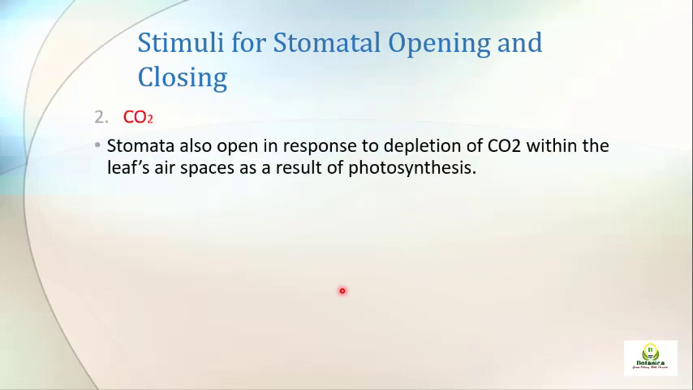The second factor is CO2. Stomata also open in response to the depletion of CO2 within the leaf's air spaces as a result of photosynthesis. When photosynthesis is occurring at a rapid pace, what will happen? The CO2 will be used rapidly. Because of that rapid utilization of carbon dioxide present in the air spaces of the leaves, there will be a depletion of CO2. When there is a small amount of CO2 in the air spaces of the cell, it is also a cue, a stimulus which stimulates the opening of the stomata.